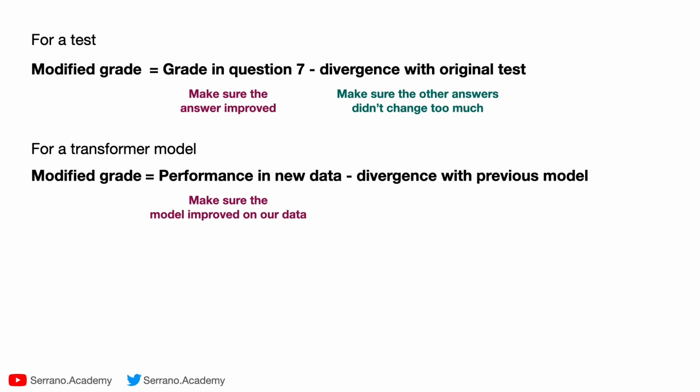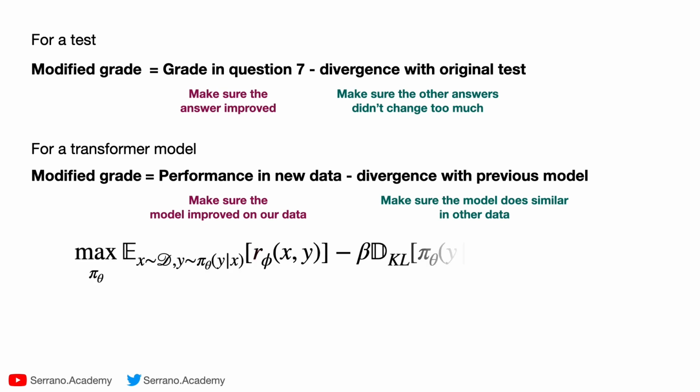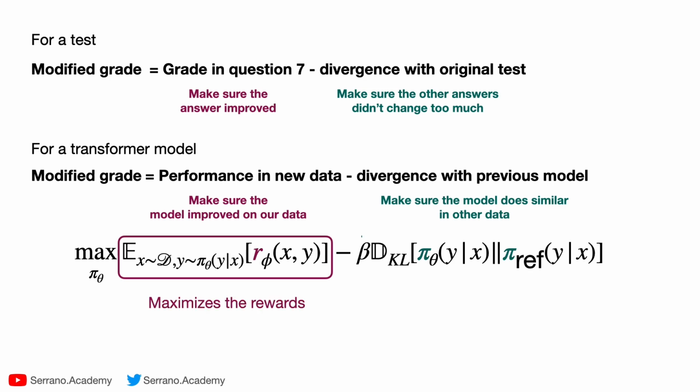But we also want to punish the divergence with the previous model because we want to make sure that the model does similarly on the other data, that it doesn't change answers dramatically from others, because we trust the model. We trust the original model. It's been trained already. So we need to fine tune it, but we don't need to change it drastically. And that's where this formula comes in, because this part is the part that maximizes the rewards, and this is the part that prevents the model from changing too drastically.